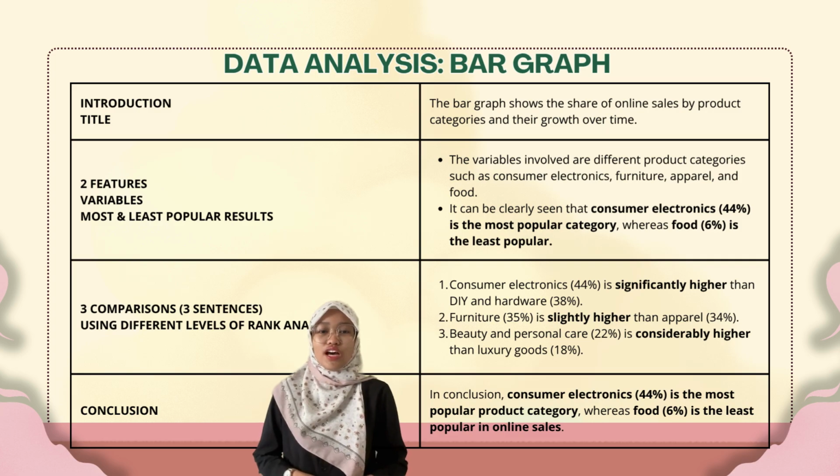In conclusion, consumer electronics is the most popular product category, whereas food is the least popular in online sales. Overall, this shows that consumers prefer purchasing higher value or durable goods online compared to basic daily items. Next, I will continue with the pie chart.